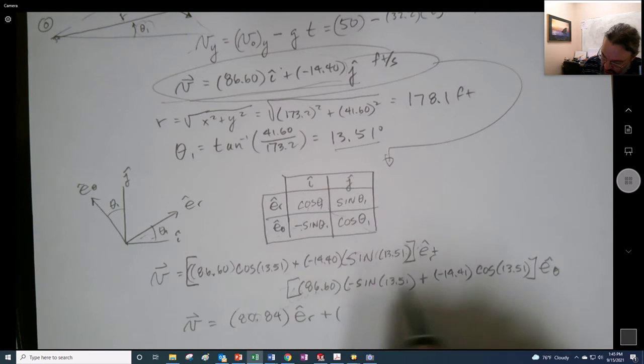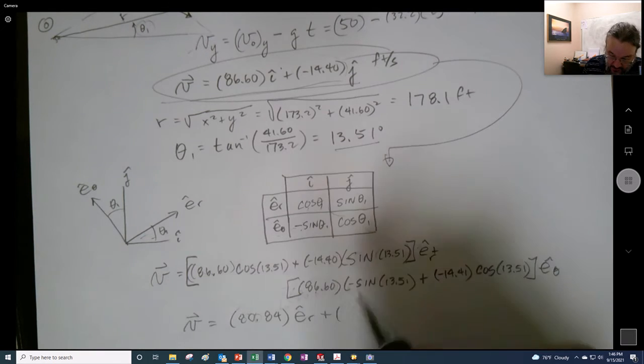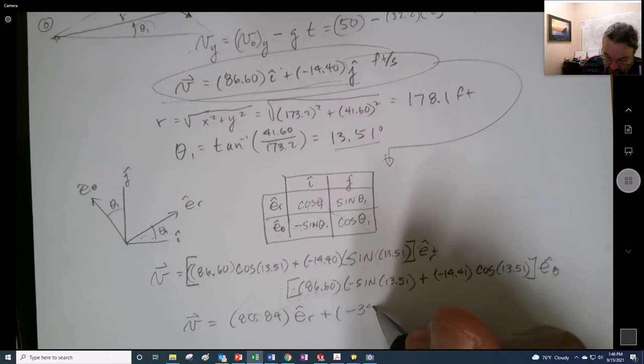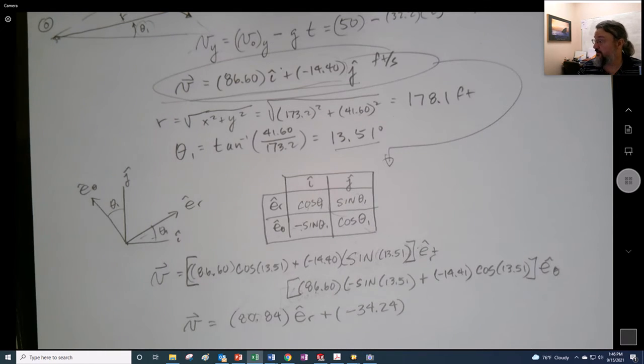And then for this one, it's going to be a negative value, right? Because you have a negative there and you have a negative there. 86.6, 13.51 sine, and multiply them. I'll make sure it's negative. And then 14.41, 13.51 cosine times, and subtract it, and we'll get a negative 34.24.